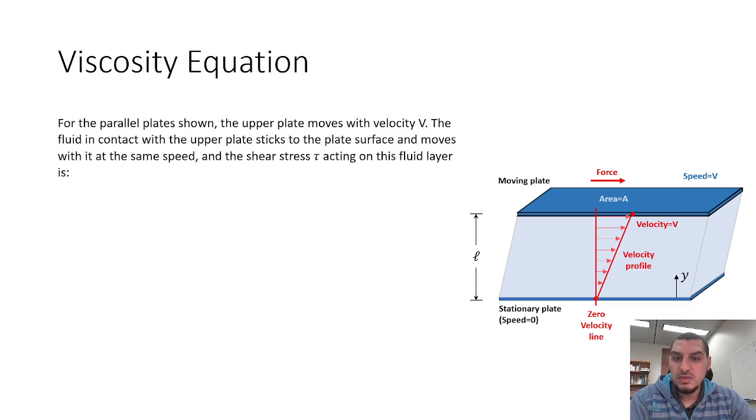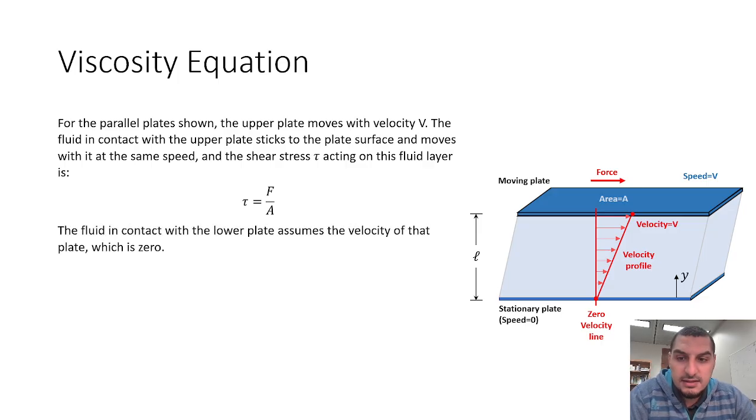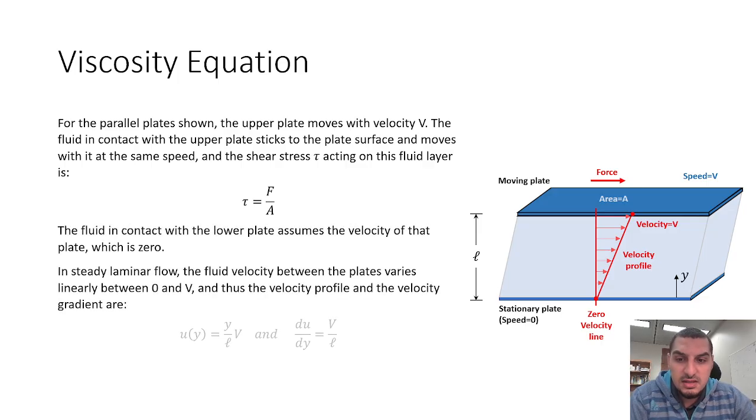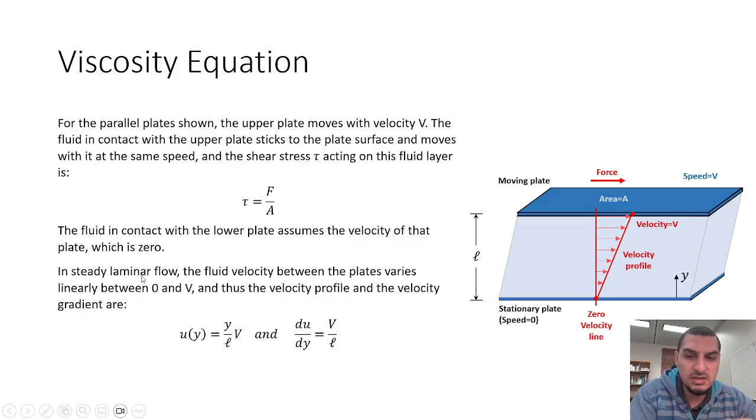And now we can describe the shear force as the force divided by area. This is the force and this is the area. So this is tau, which is the shear stress. And we know that, if this is an assumption that this is a laminar flow, we will discuss the laminar flow later. But let's just take a very simple case now that the velocity profile is linear.